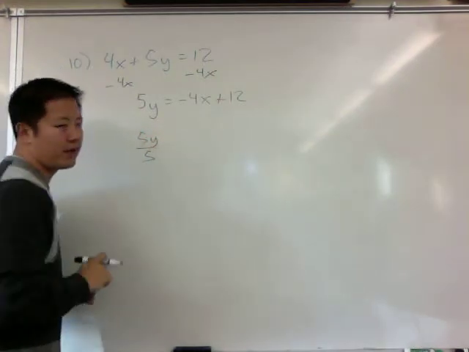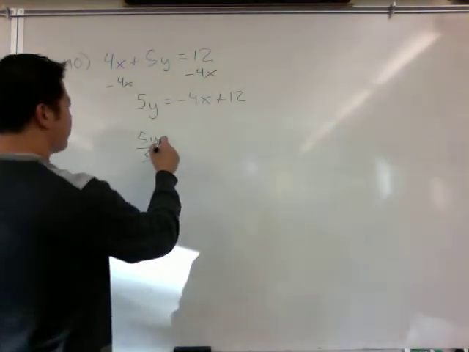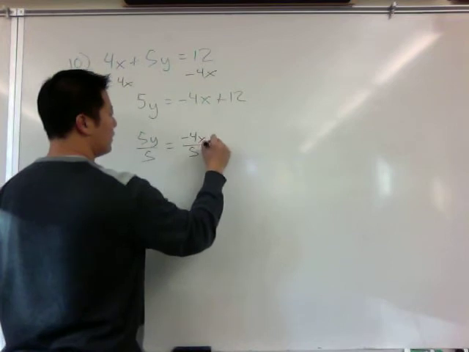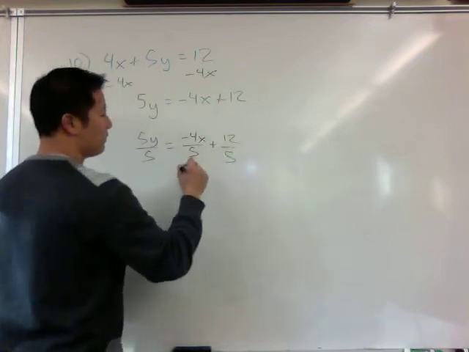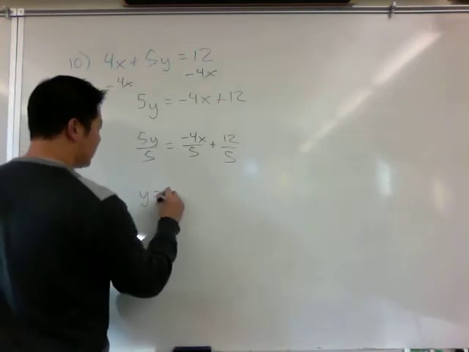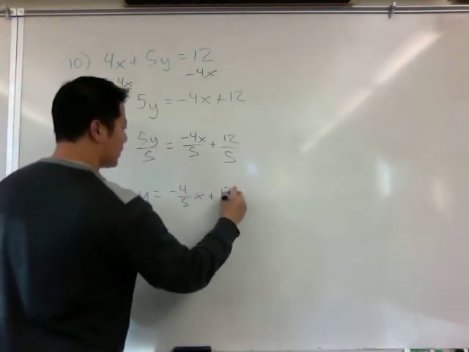If we divide the left-hand side by 5, we want to divide the right-hand side by 5, which means every term. Which means we have negative 4x over 5 plus 12 over 5. And look what that gives us. Y equals negative 4/5 x plus 12/5.